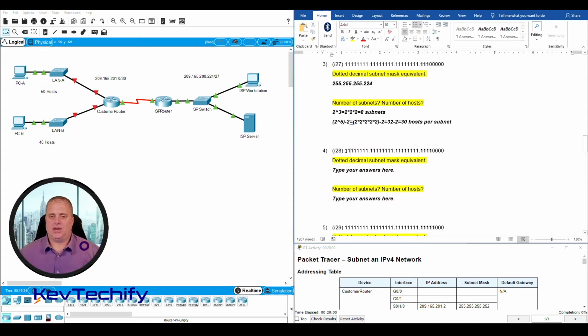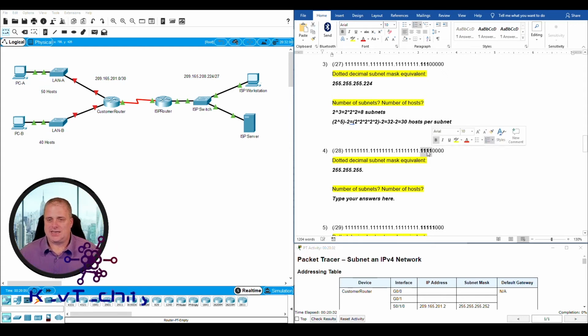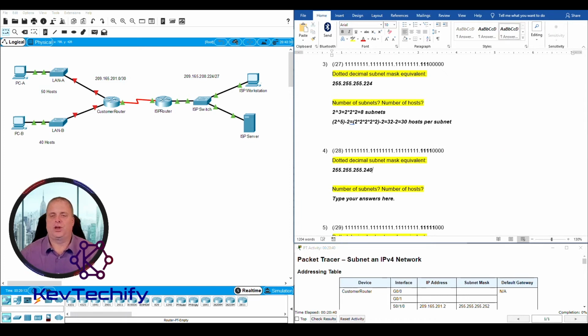/28 network. 28 ones in the network portion. 8 plus 8 is 16, plus 8 is 24, 25, 26, 27, 28. We are borrowing 4 bits from our original /24. Dotted decimal notation. First 3 octets are all ones. 255, 255, 255. Dot. And then we look at 128 plus 64 plus 32 plus 16. If you add all those up, once again, 128 plus 64 plus 32 plus 16. That gives us 240.